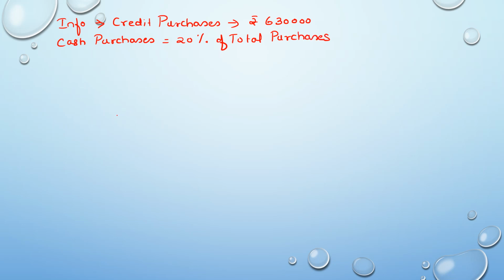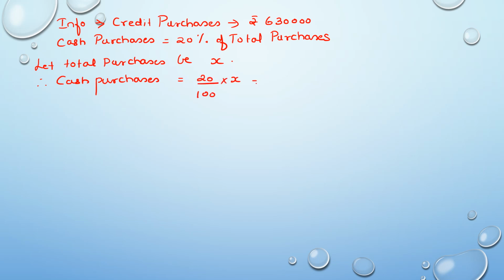How to go about it? For this purpose, we will take the total purchases as X. So let the total purchases value be X. Now we know cash purchase is 20% of the total purchase. Therefore, what would be the value of cash purchases? It would be 20% of X, which can be simplified as X by 5.